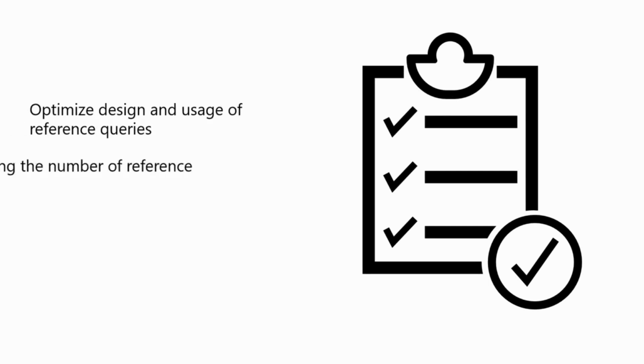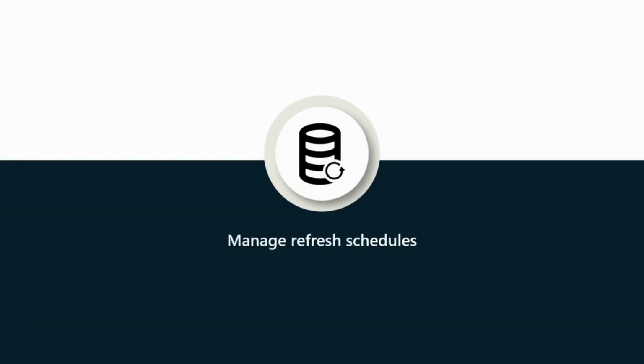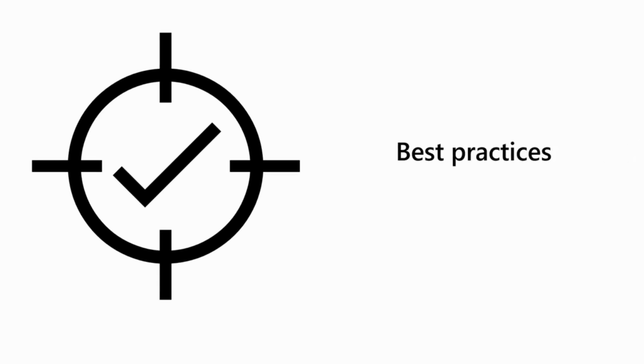To mitigate these issues, it's important to optimize the design and usage of reference queries. Consider limiting the number of reference layers and optimizing the query's transformations to reduce unnecessary data processing. Additionally, carefully manage the refresh schedule to avoid excessive load on data sources during peak usage times. By implementing these best practices, you can help minimize the impact of reference queries on data refreshes and prevent overburdening your data sources. Now, let's review data flows.